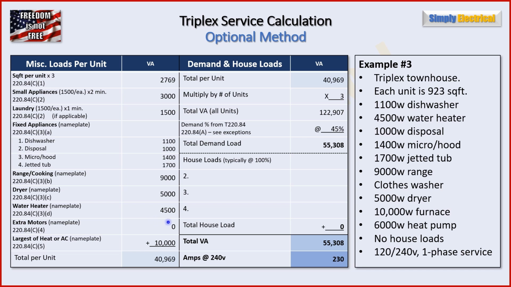Our range, 9,000, dryer, 5,000. We have water heater, 4,500, no extra motors. Heat, we have a 10,000 watt furnace and 6,000 watt heat pump. So we take the heat, add them all together, 40,969, multiply by 3, we get 122,907. 45% of that is 55,308 VA, and that is our total building VA. Divided by 240, 230 amps. And again, I'm going fast because I know you guys can just pause this if you need to.